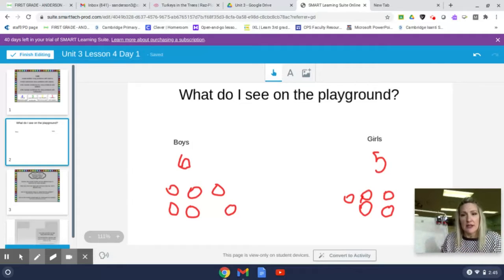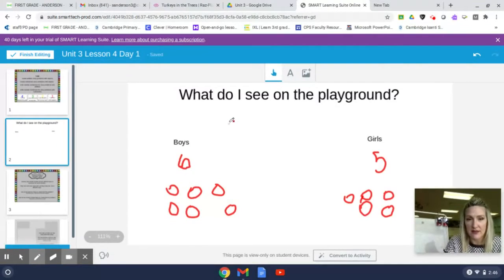So what would a number sentence look like now? Because I've heard the story problem. Or let me start over. How about this? Mrs. Anderson saw 6 boys playing on the playground, and there were 5 girls playing on the playground. How many children are playing at the playground all together? That's the story problem. Here are the drawings and the numbers to help me. What would the number sentence look like to solve it?